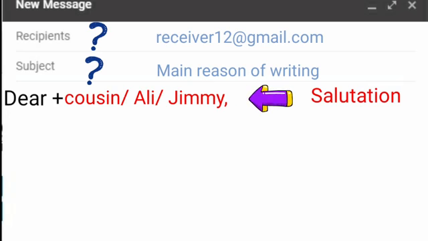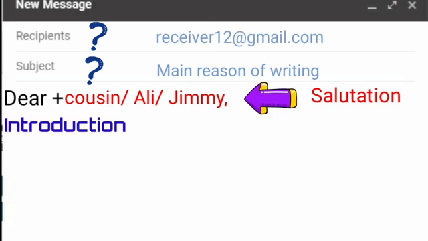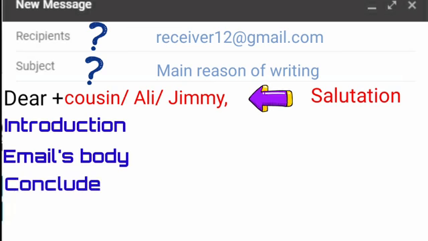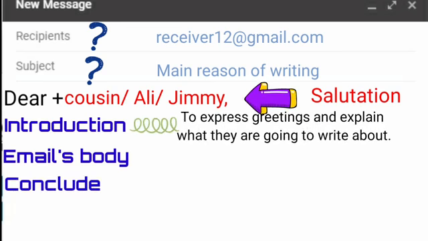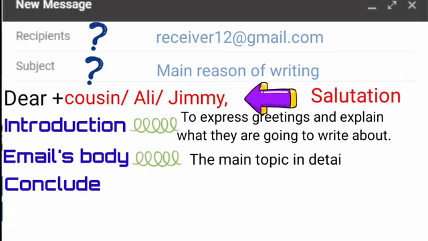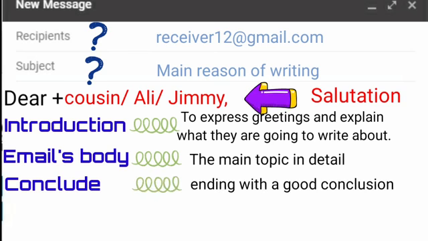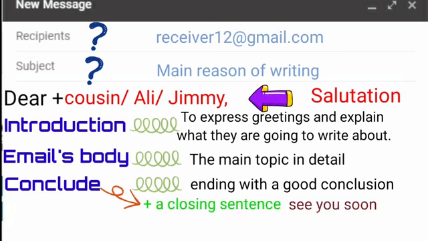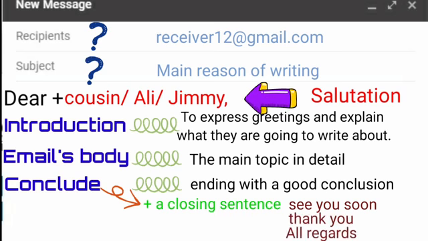After that, we can divide the email into three main parts: introduction, email's body, and conclusion. Introduction, in which the writers introduce themselves and explain what they are going to write about. Email's body, in which the writers write about the main topic in detail, and the conclusion, which is ending the email with a good conclusion. We also can add a closing sentence to the conclusion, for example, see you soon, thank you, or regards. At last, we use the sender's name.